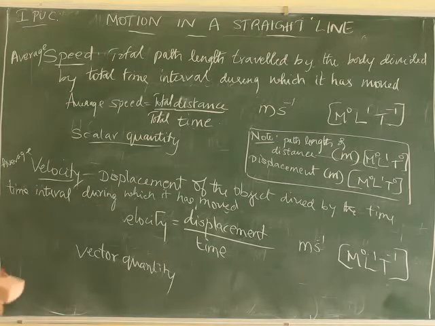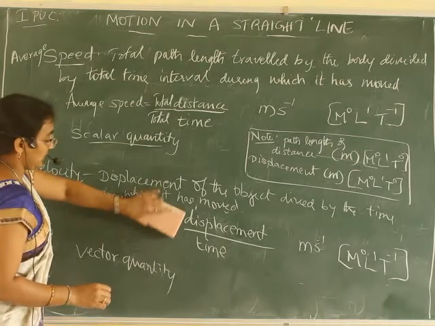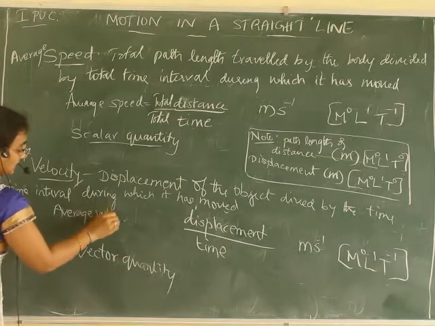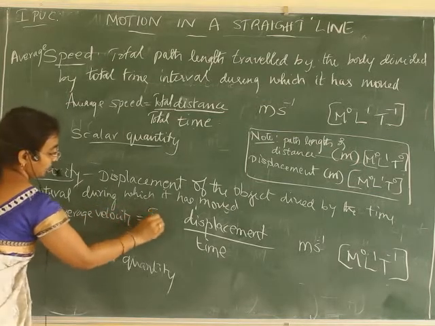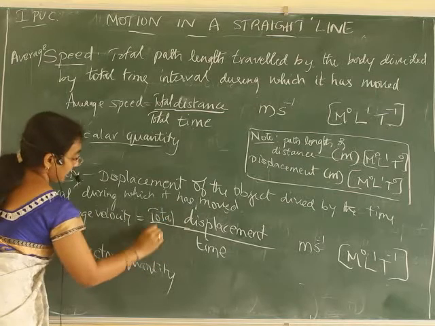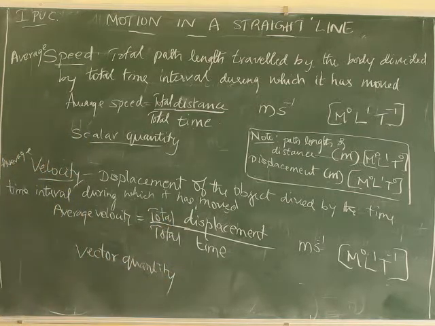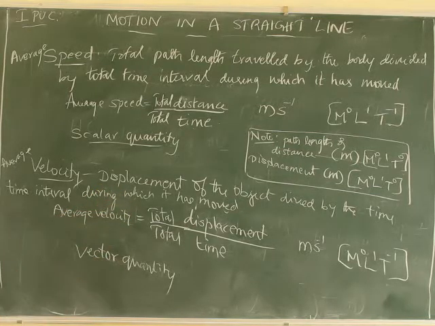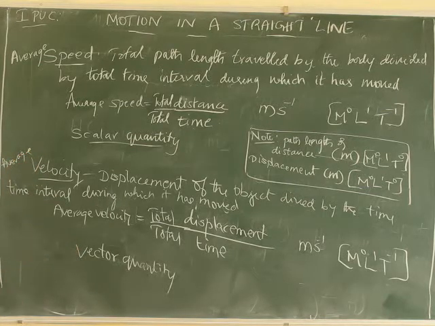Average velocity is equal to total displacement by total time taken, or displacement of the object divided by the time interval during which it has moved. It is also a vector quantity. Its unit is meter per second, and the SI dimensional formula is M to the power 0, L to the power 1, T to the power minus 1.